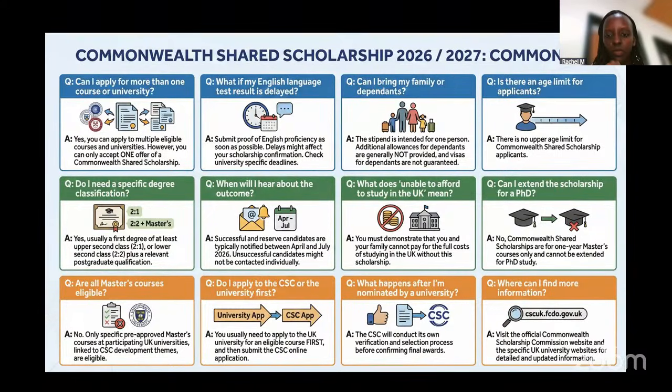Are we expected to indicate the Commonwealth Shared scholarship that we have applied to? No, no, no. You don't have to show that. You don't have to mention that you've applied to multiple universities. They don't care. Do you need to submit an offer? Yes, once you have an offer from the school. And you don't have to have any offer right now as we speak. Just submit your admission application and also submit your Commonwealth Shared application.